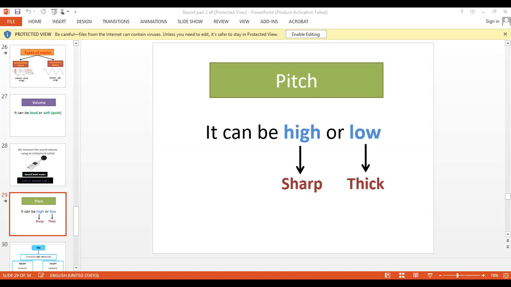We also talked about the volume, guys, if you remember, and we said that the volume has a specific tool to measure it, and a specific unit. The volume is how loud or soft the voice is, and it is measured by the sound level meter. It looks like a microphone, and its unit is decibel.